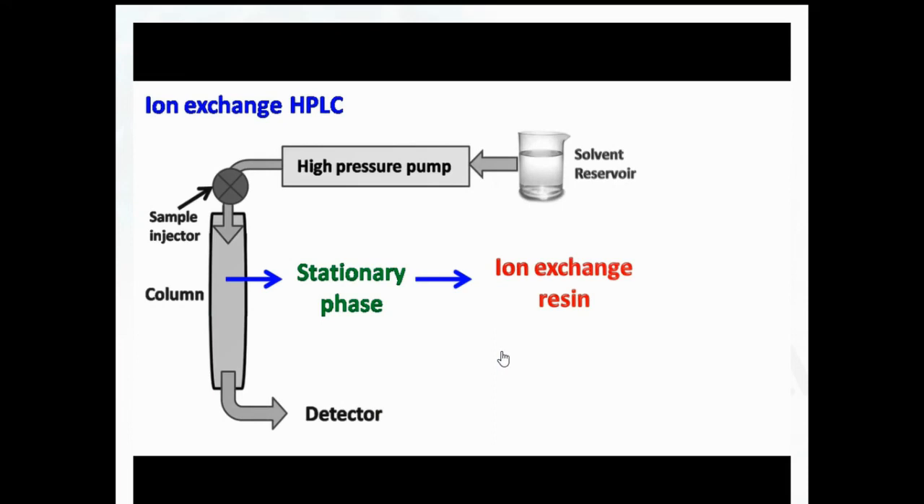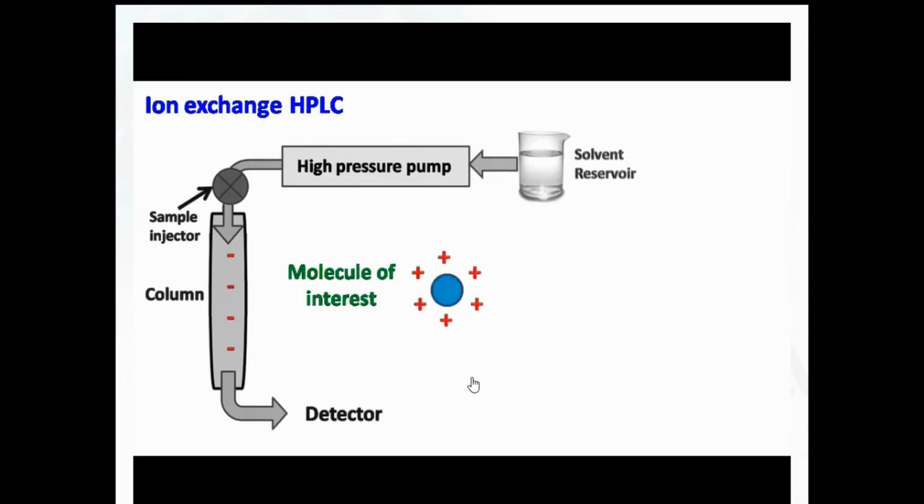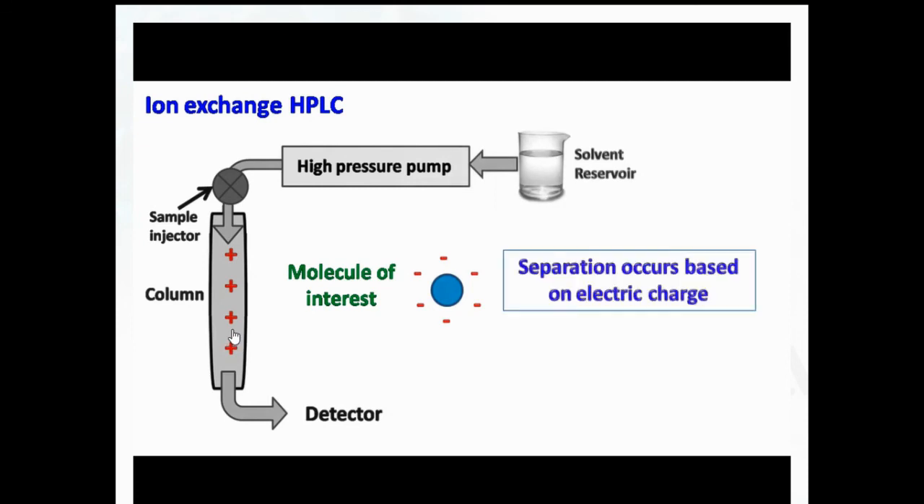Then ion exchange HPLC, where the ions are exchanged. Suppose we want to separate the positive ions, you have to fill the stationary phase with negative charge, that is the opposite charge. If we need to separate negative ions, we need to fill with positively charged stationary phases. So the separation occurs based on the electric charges.